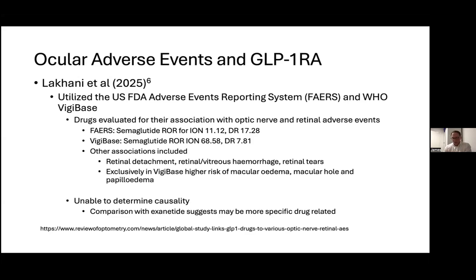Again, establishing causality is a significant issue for these studies, but they did show, in comparison with exenatide, which is another GLP-1 receptor agonist, this didn't have as many or as high a risk association as semaglutide did. So they hypothesized that possibly there's a more specific drug-related interaction between the different GLP-1 receptor agonists than just the group as a whole. And if anyone's interested, there's a nice review of that article on Review of Optometry at that link below.